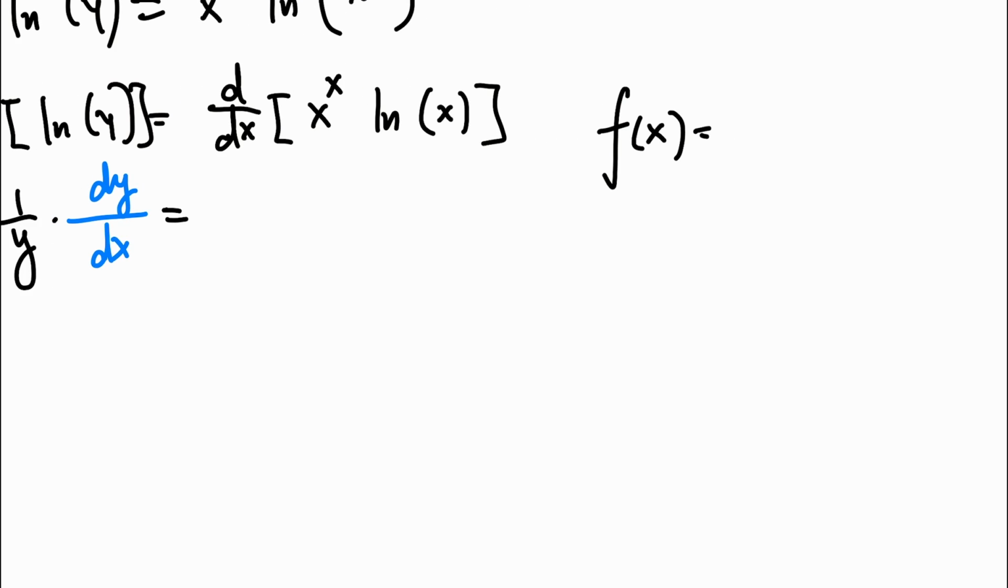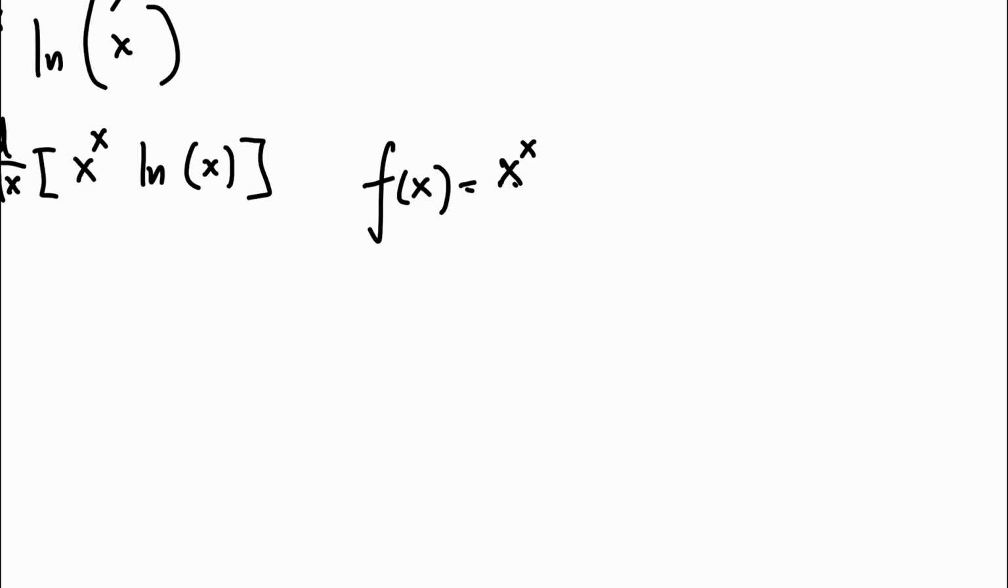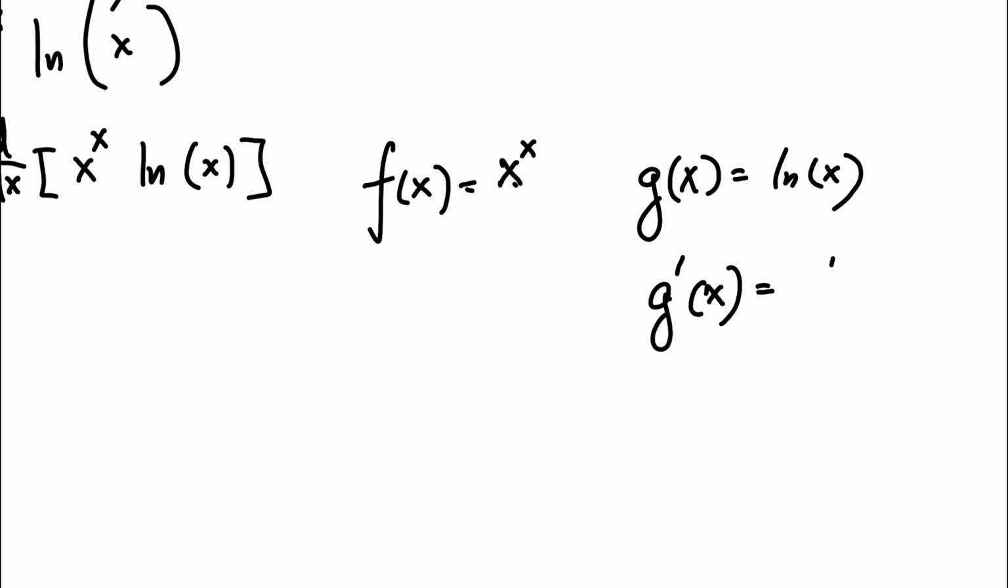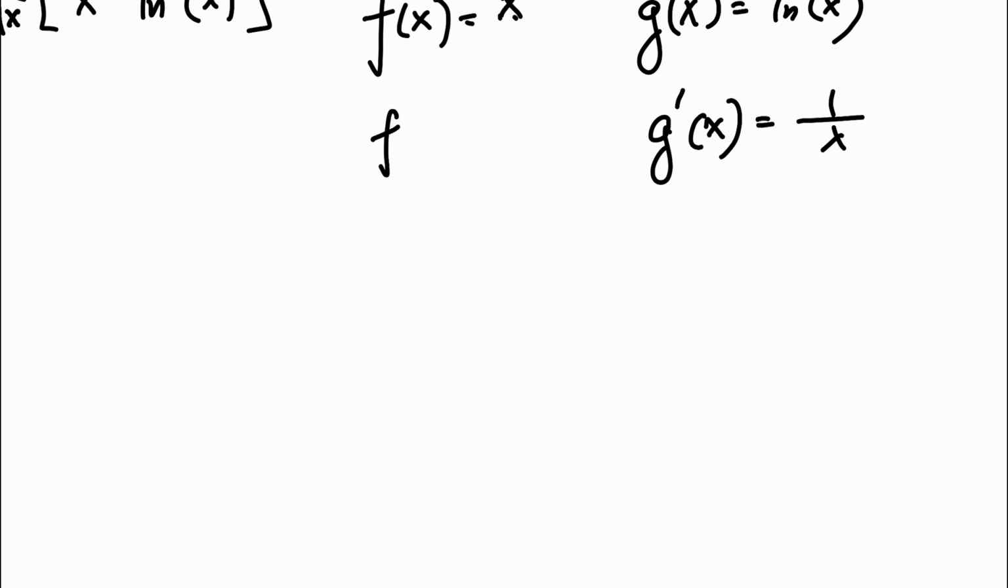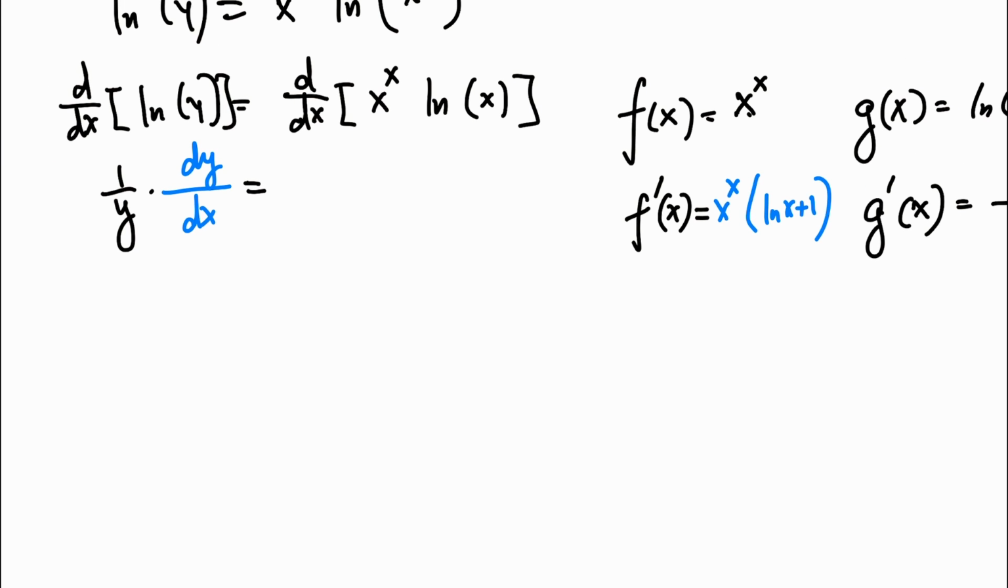And for the product rule we can list things out. So f of x is equal to x to the x, and g of x is equal to ln of x. It is very obvious that the derivative of g is 1 over x. The derivative of f might be a little bit harder, but we went over this in the last episode. That is x to the x times the ln of x plus 1. That is what we have over here. And we need to use the power rule over here. So, not the power rule, the product rule.